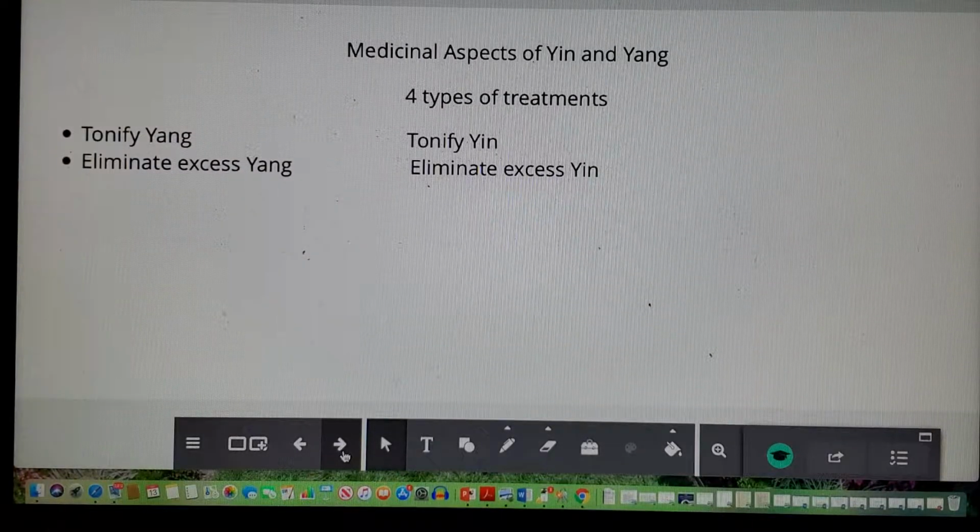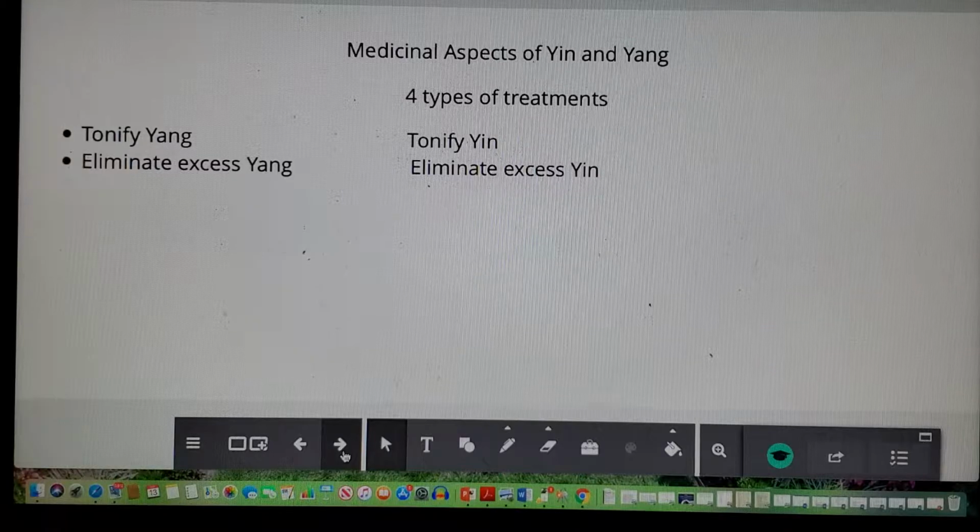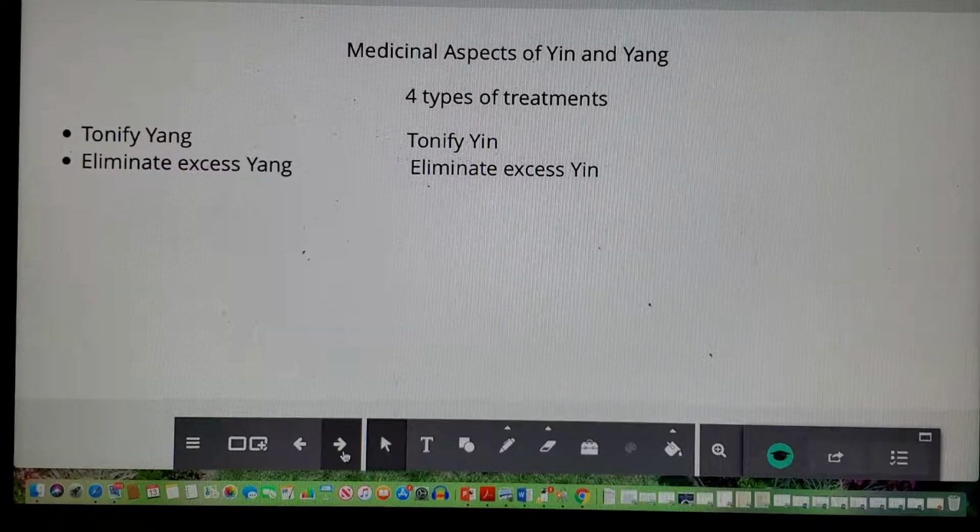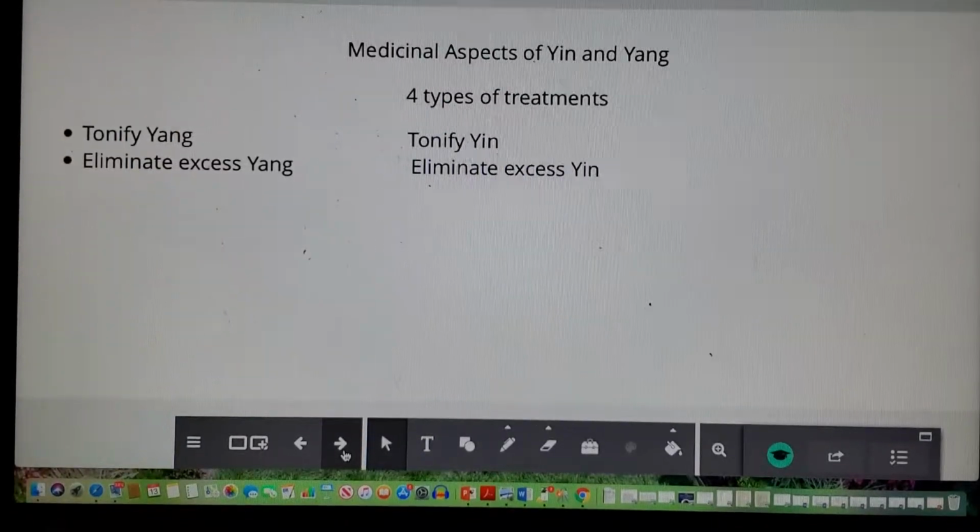Now, medicinally, there are 4 types of treatments. You're either tonifying yang, strengthening the yang to bring it up, or you're eliminating the excess yang. There's too much yang going on here, and so you're trying to get rid of it. Or you're tonifying yin, bringing the yin up to meet the yang, and you're eliminating excess yin.